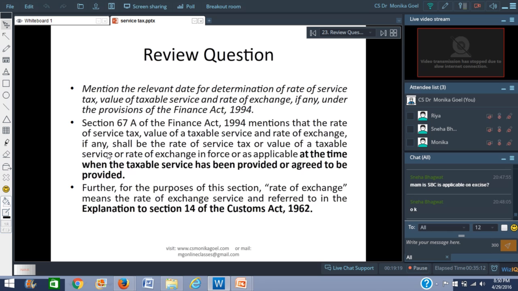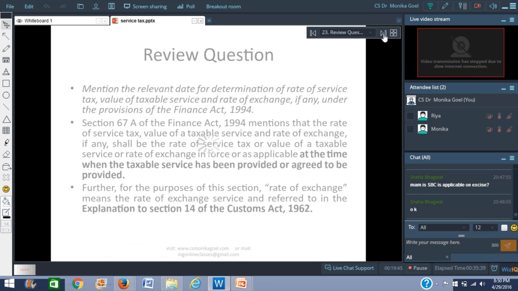Right? So section 67A of the Finance Act mentions the rate of service tax, value of taxable service, and rate of exchange, if any, shall be the rate of service tax or the value of taxable service or the rate of exchange in force or as applicable at the time when the service has been provided or agreed to be provided. Right? So therefore, rate of exchange we will have to look as per the Customs Act and not as per the Finance Act, not as per the RBI rate.